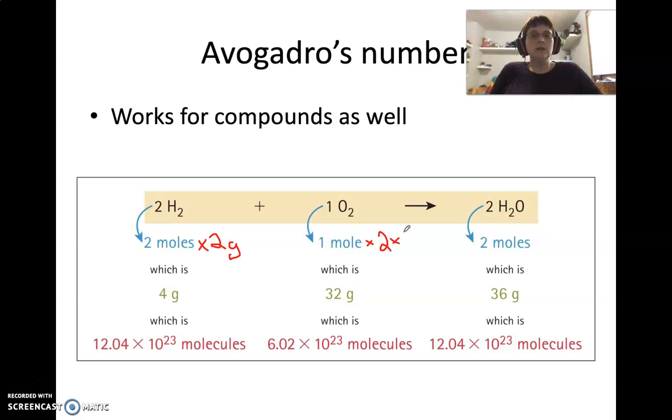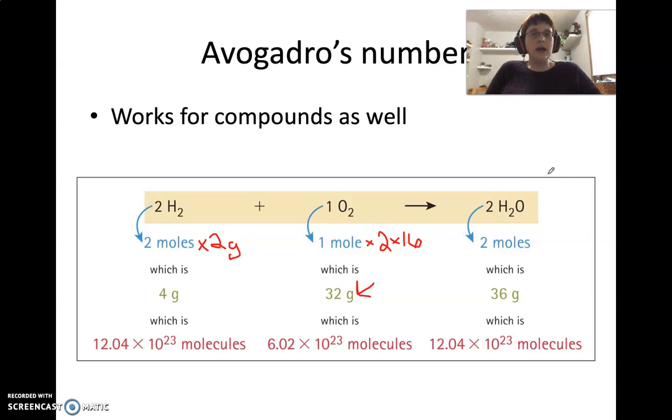times 16. Because remember, oxygen has an atomic mass of 16. Again, you can always look it up if you don't know it. I've been doing this for a while, so I remember a lot of these numbers. So 1 times 2 times 16 gets us our 32 grams. So 32 grams of oxygen is going to be our 1 mole, 6.02 times 10 to the 23rd.